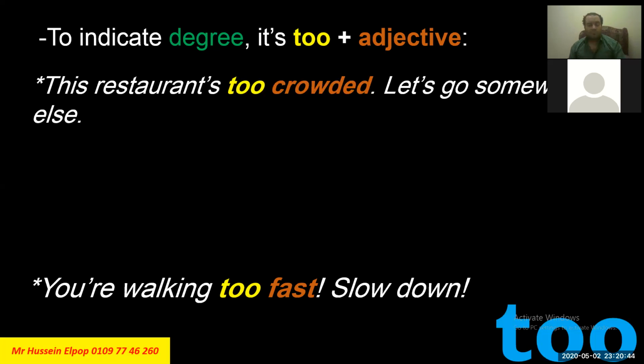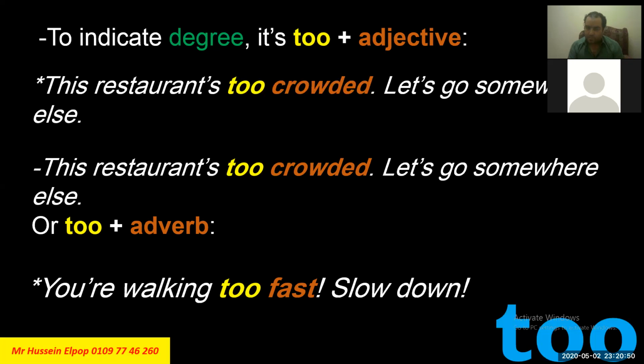Adjective. Fast is the same, adjective and adverb, but here we're talking about an adverb. So they're walking too fast. The sentence is repeated. Okay. So here they're walking too fast. Slow down. Here, too plus adverb.